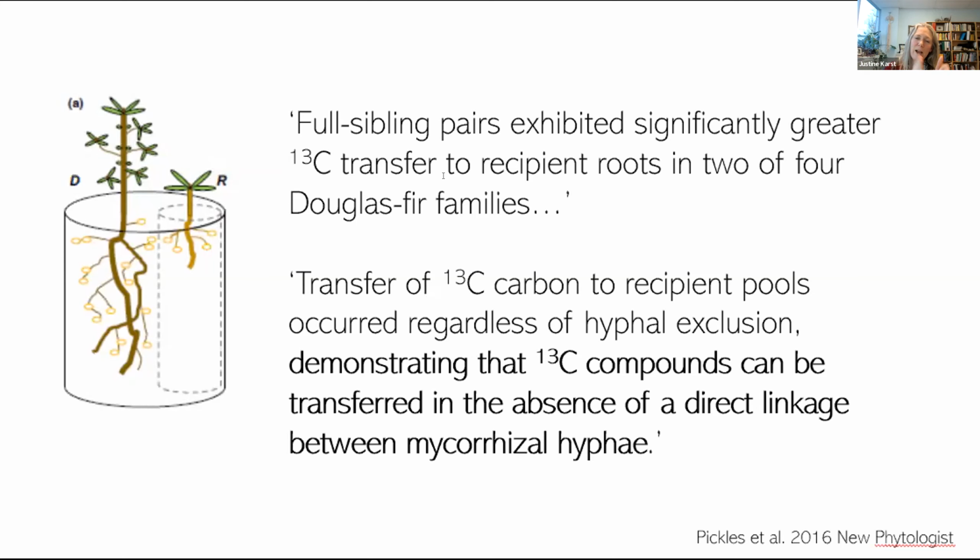And what they found is in half the families, with what we'll call the donor seedling and the receiver seedling, both Douglas fir, the donor seedlings preferentially directed carbon to its kin. In the other half of the families, they didn't see anything. But importantly, this happened in the absence of common mycorrhizal networks. They're using mesh again. So this carbon was transferred between the seedlings in the absence of a direct linkage between the mycorrhizal hyphae. So again, small amounts of carbon moving below ground, but not through the mycorrhizal network.